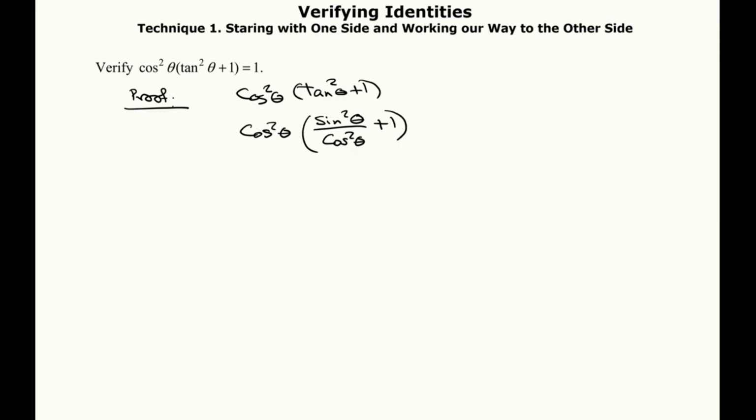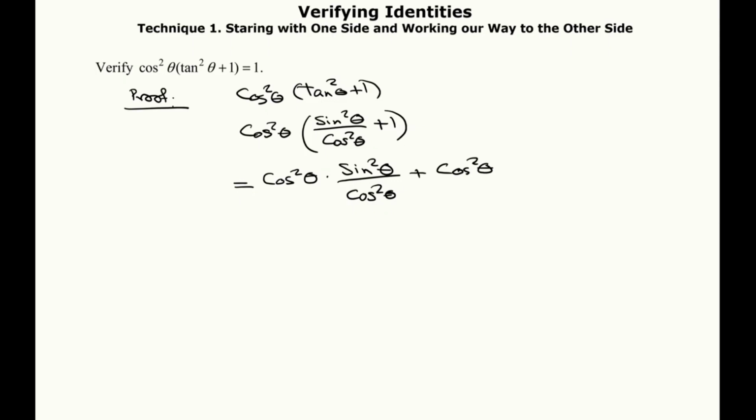So now we're going to go ahead and distribute the cosine squared theta into the group here. So we end up with cosine squared theta times sine squared theta over cosine squared theta plus cosine squared theta times 1, which is just cosine squared theta.